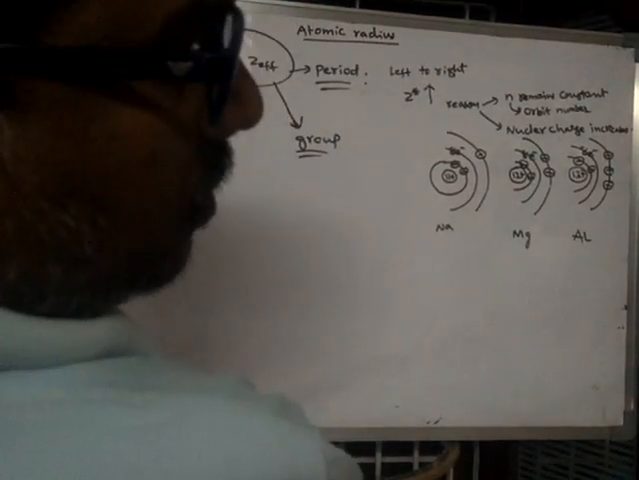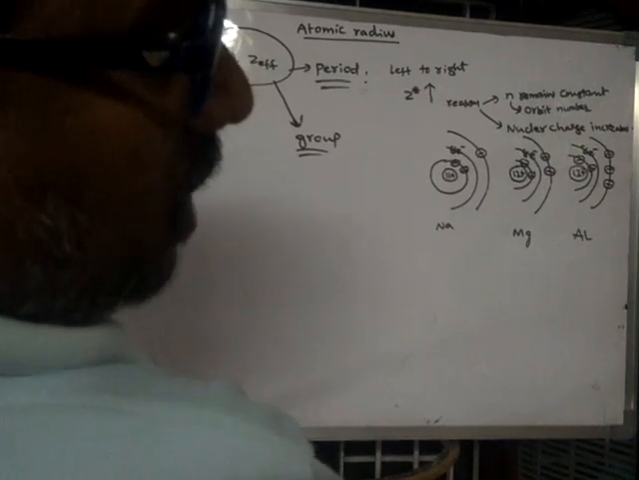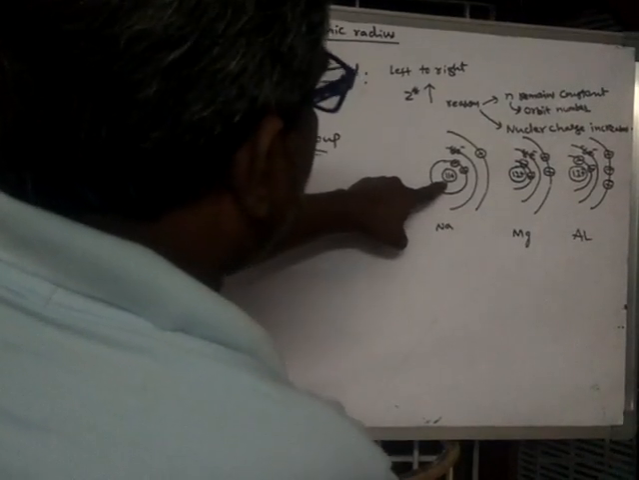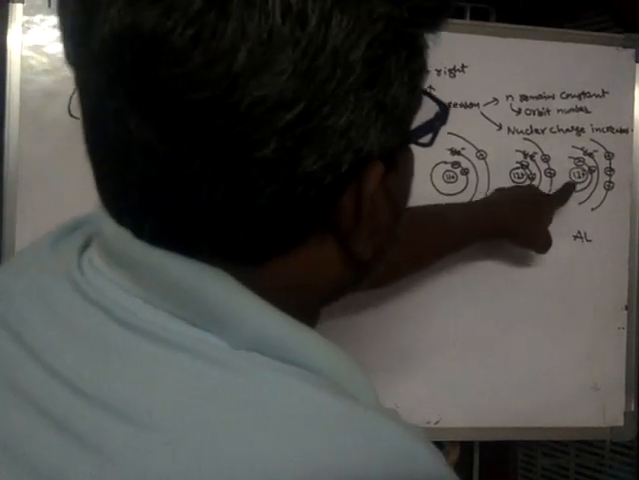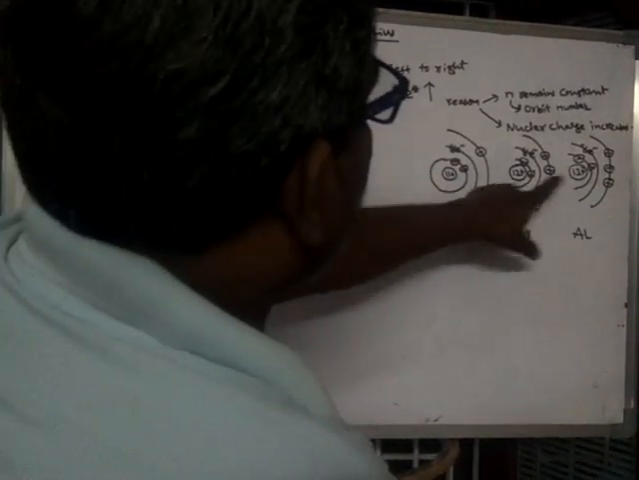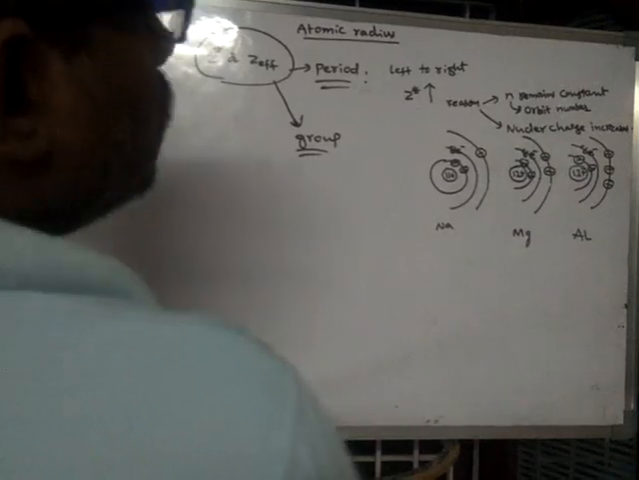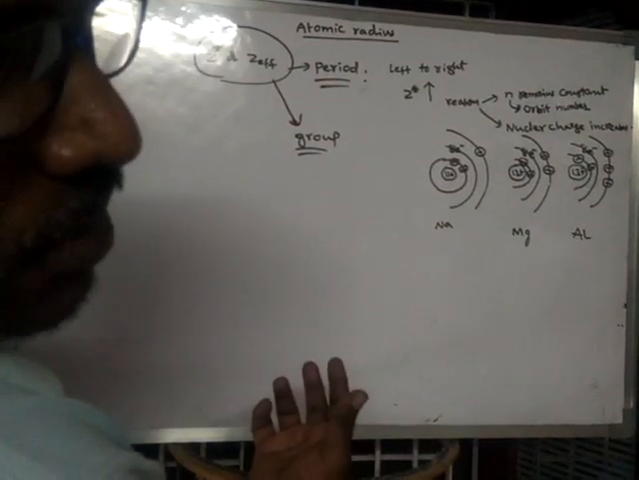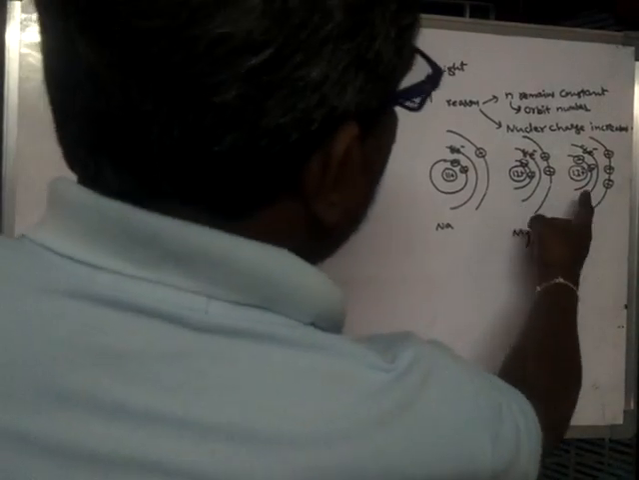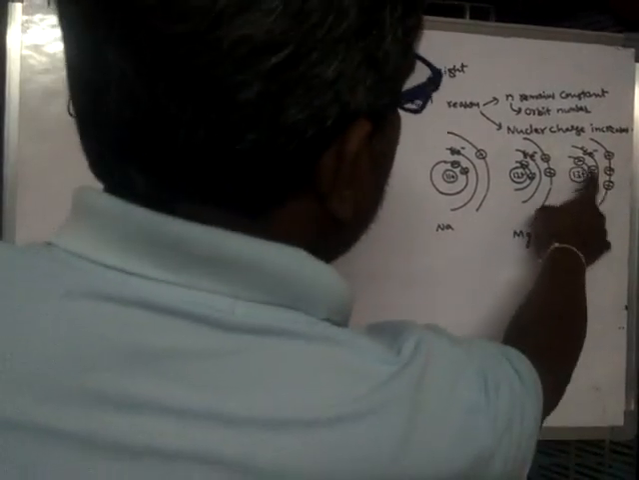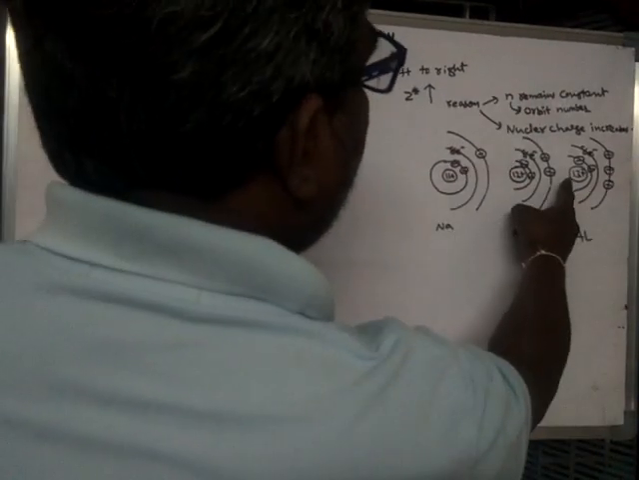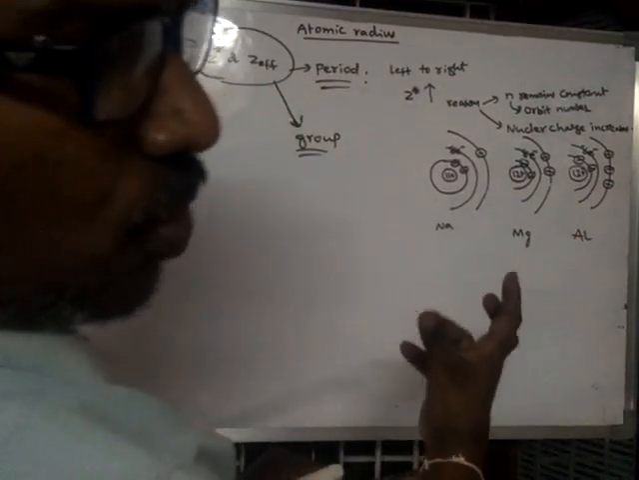But what is happening? Something is happening here. See, 11 positive charges are here, here 12 positive charges, and here 13 positive charges. So which nucleus is more powerful? The nucleus with 13 positive charges is more powerful. That means it will try to attract the electrons. So these are all electrons. These electrons are attracted more towards the nucleus when the nucleus power is more.